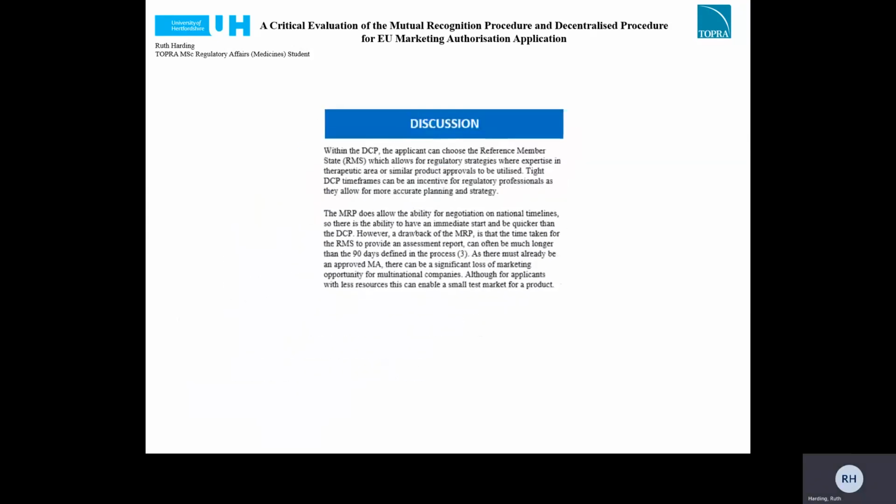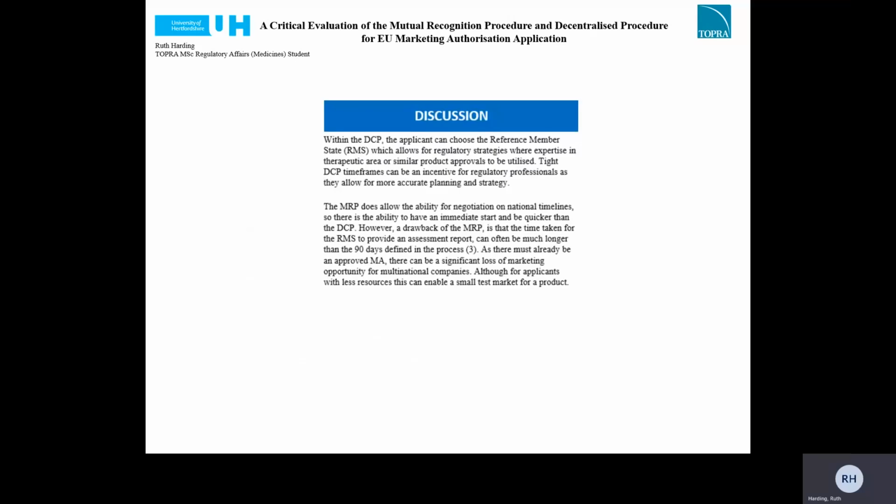So the MRP can only be used when another MA for a product exists within Europe. This differs from the DCP, which is available with no former MAs. This is really significant because for the MRP, it automatically assigns that licensed country as the reference member state, the RMS. The DCP has no such restraints, and this allows for a much more strategic choice in the RMS, taking into consideration the competent authorities' experience in that therapeutic area and other products that are similar, MAA submission responses and timelines.